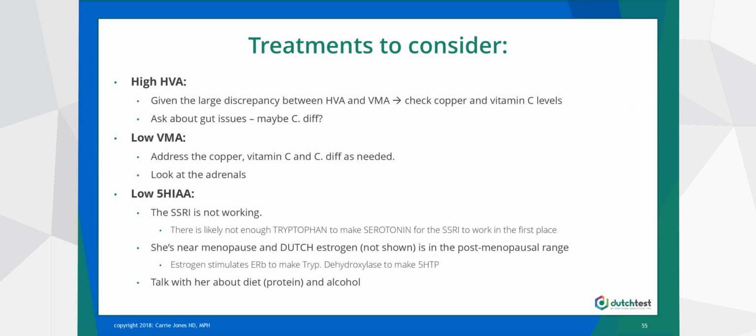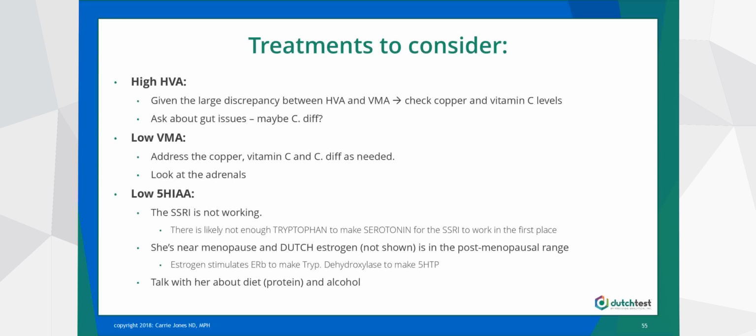Well, high HVA. First, I would say, let's check your copper, because to get from dopamine to norepinephrine, you need copper and vitamin C. She's tired, she's 50. I'm guessing, let's be honest, in this day and age, most people are probably stressed out. I could test her vitamin C or just put her on some vitamin C. I'm going to ask her about her gut issues. Maybe we should do stool testing. If you've been on antibiotics recently, if you've got C. diff, because C. diff will stop the dopamine to norepinephrine conversion.